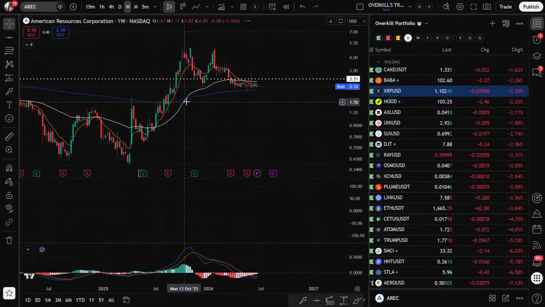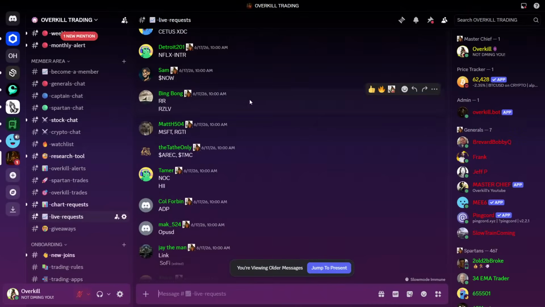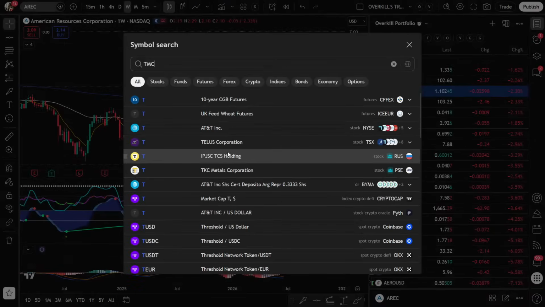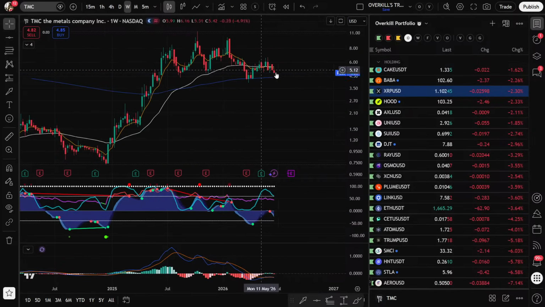AERC or AREC, that one's got a green dot here on the weekly, so that one looks good as well. That one's sitting there at $2, also sitting on the 4-year average. I like that one. I'd be a buyer of that. We got TMC also sitting right here on the 4-year. You just want to wait for the next signal.